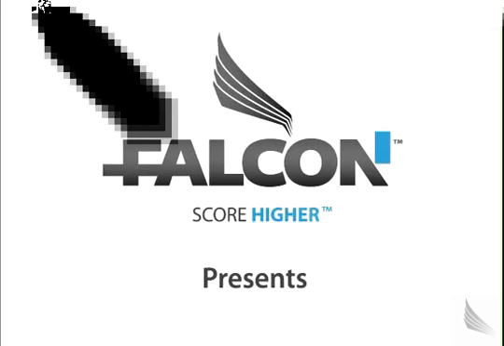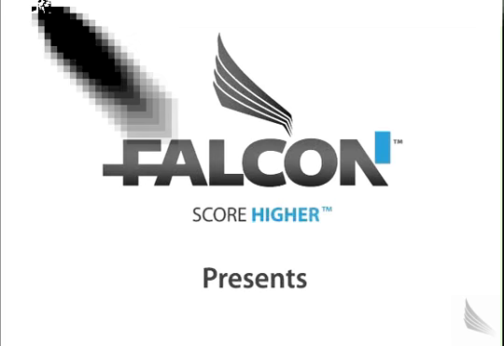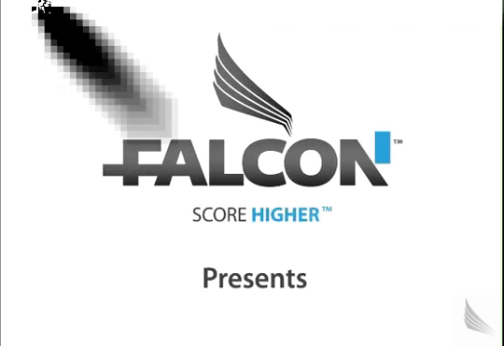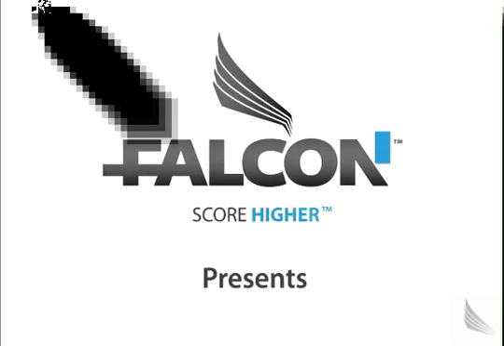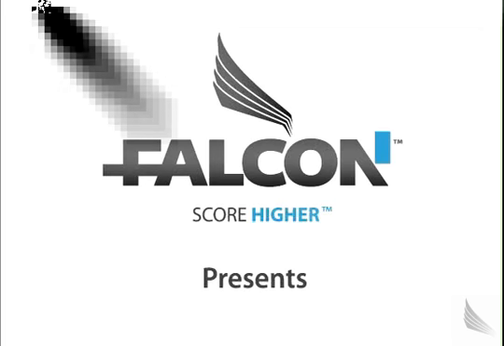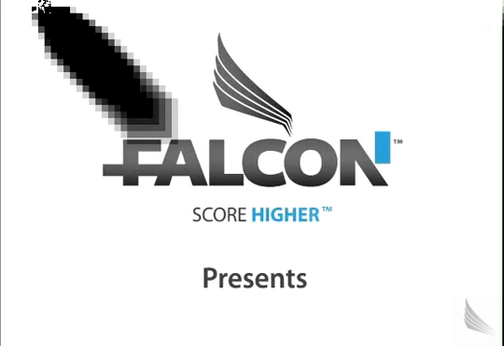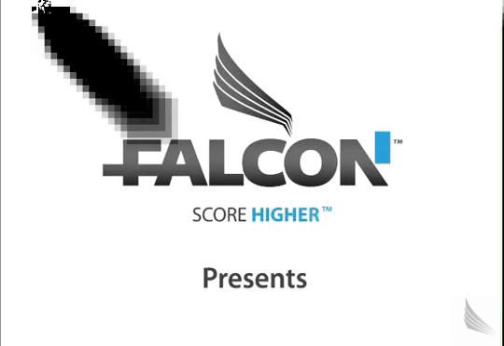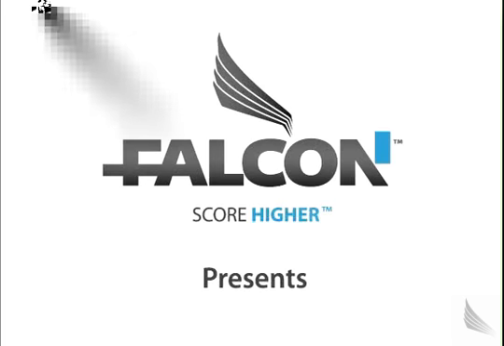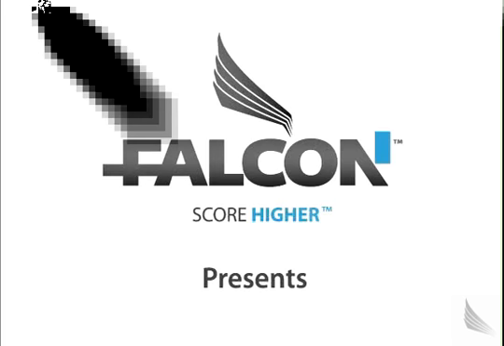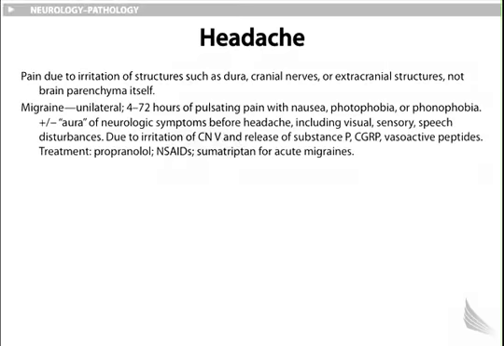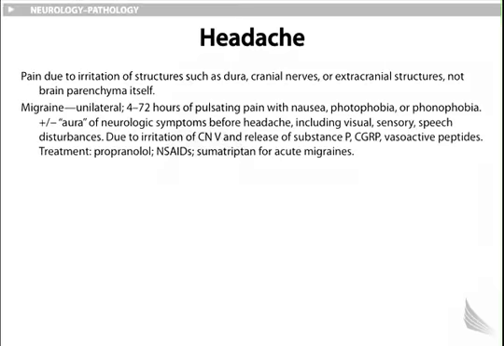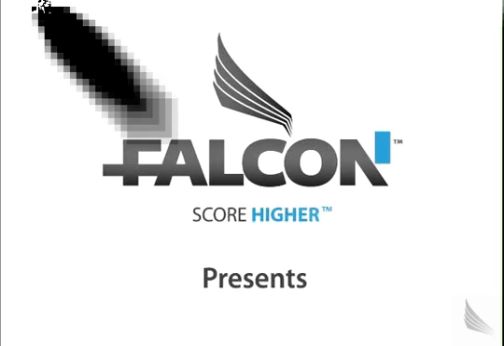photophobia, or phonophobia, often with an aura of some sort of neurologic symptom before the headache, usually including a visual, sensory, or speech disturbance. The headache itself is due to irritation of cranial nerve 5 and the release of substances such as substance P, calcitonin gene-related peptide or CGRP, or other vasoactive peptides. The treatments involve things like propranolol to help prevent the migraines, NSAIDs or sumatriptan for acute migraines.